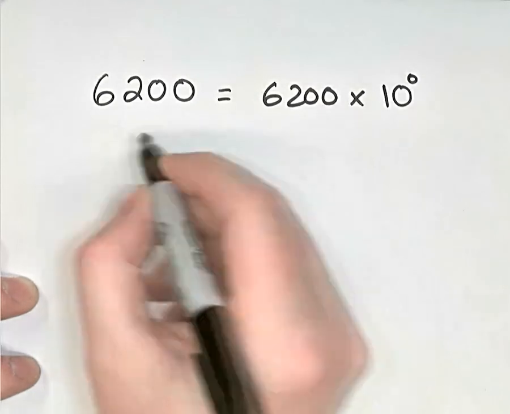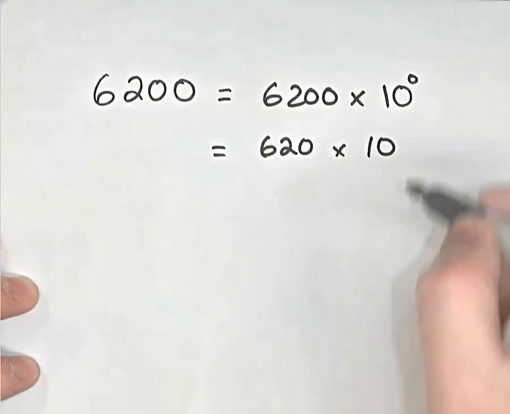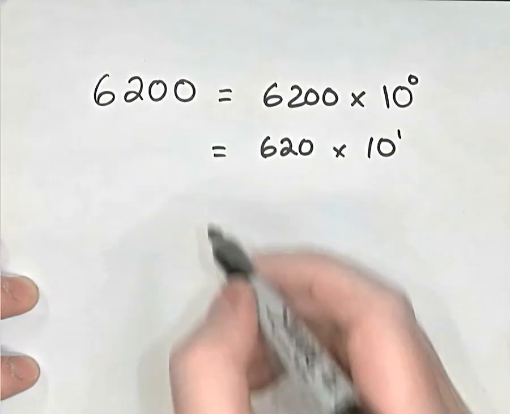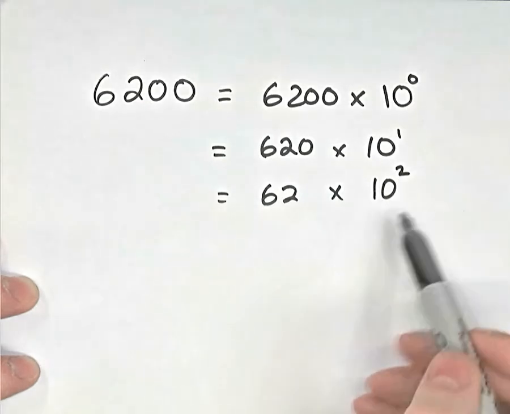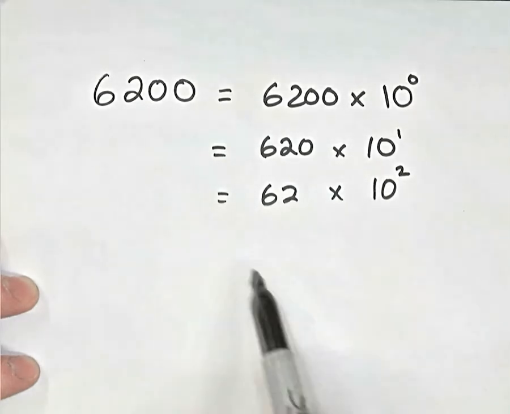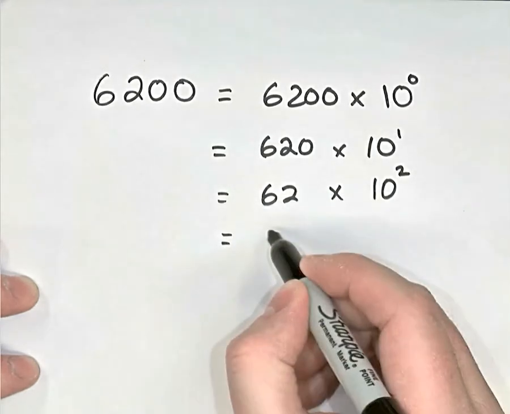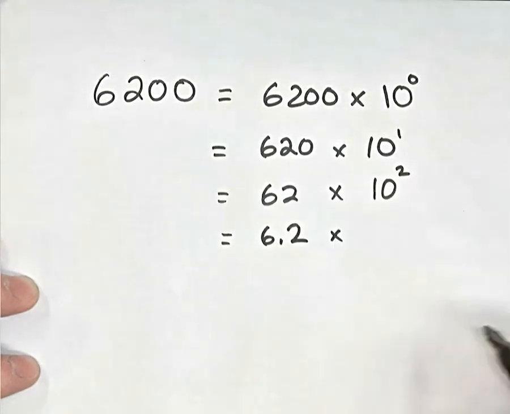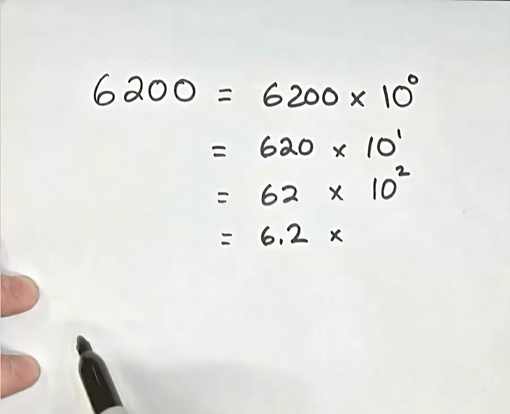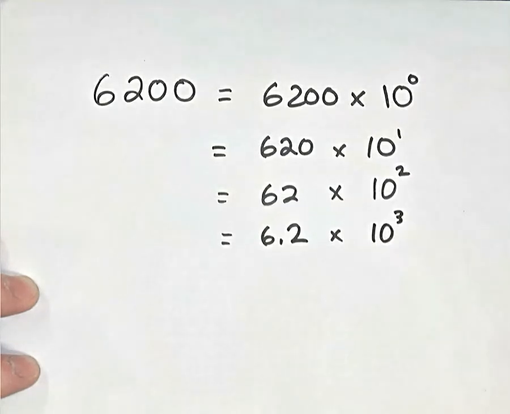But it could also be written as 620 times 10. That would also give you 6,200, or 10 to the 1. It could be written as 62 times 10 to the 2, or times 100, right? 62 times 100 would give you 6,200. And you can see what I'm doing here. If I keep going, we get 6.2. I'm dividing these numbers by 10, times 1,000 would give you 6,200. 6.2 times 1,000 could be written as times 10 to the 3.